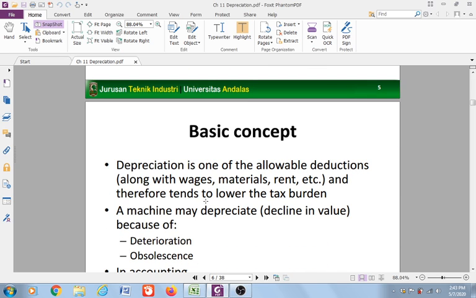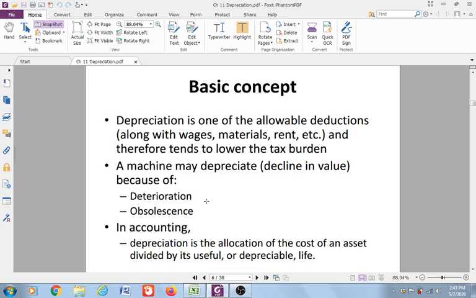Why does an asset depreciate? There are two reasons. Number one is deterioration. That means the efficiency, the power, the speed, and the performance of the asset decrease, and that is what we call deterioration. That decrease in efficiency, power, speed, and performance will cause the asset to depreciate, or to decline in value.